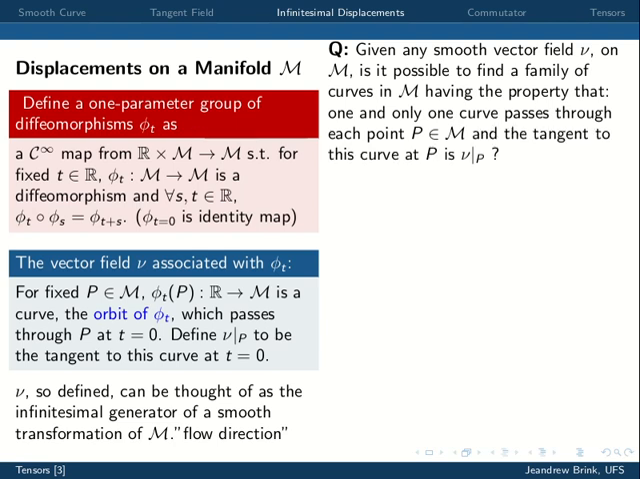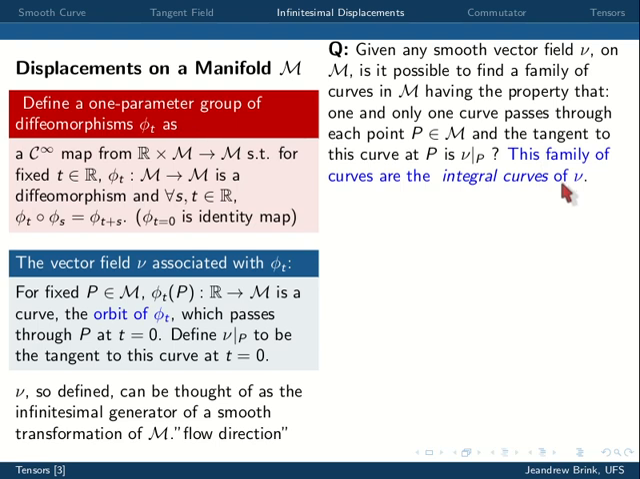But the answer is basically, if you have a given vector field V on M, then the family of curves that have the property that one and only one curve passes through each point on M, with the tangent being the smooth vector field. This family of curves we then call the integral curves of V.